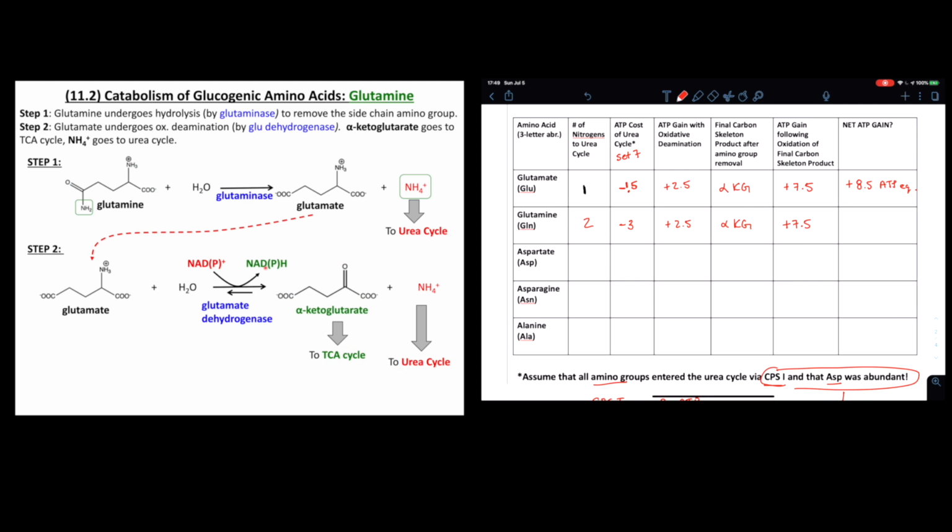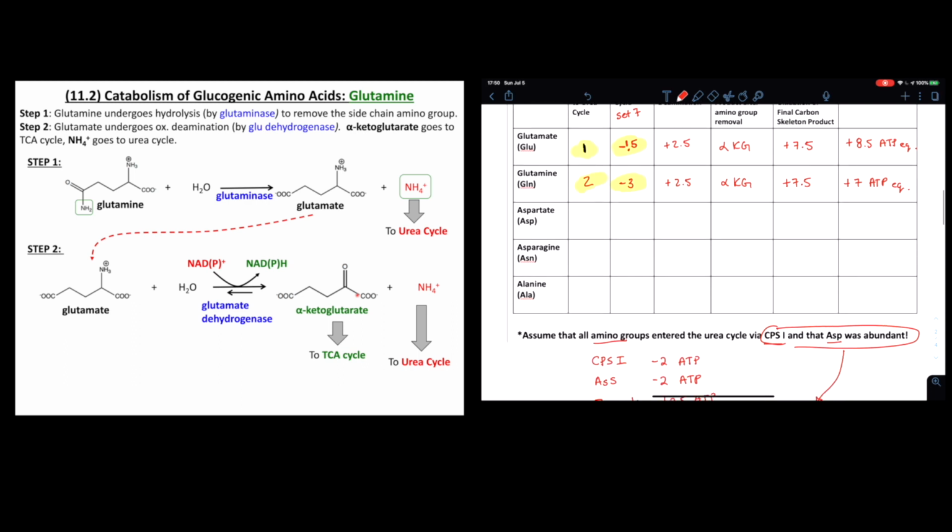And we're not going to go over this again. When you put alpha ketoglutarate going to the TCA cycle, it's going to yield 7.5 ATP. So when we add up this column, it's going to be plus 7 ATP equivalents. The reason why it's 1.5 less than glutamate is because of the number of nitrogens, right? We have 1 and 2 there. Just that extra nitrogen costs the cell a little bit more to get rid of it through the urea cycle. Okay, so that's glutamate and glutamine.